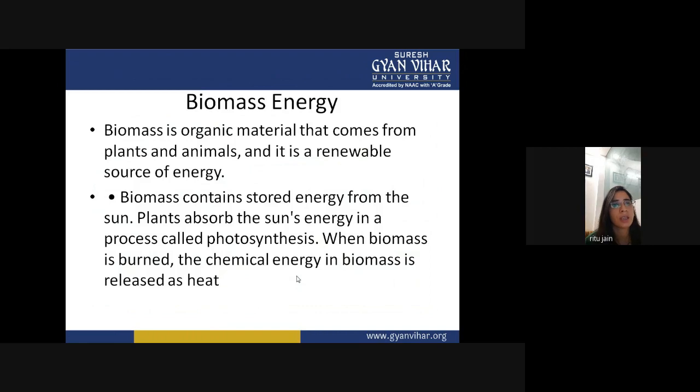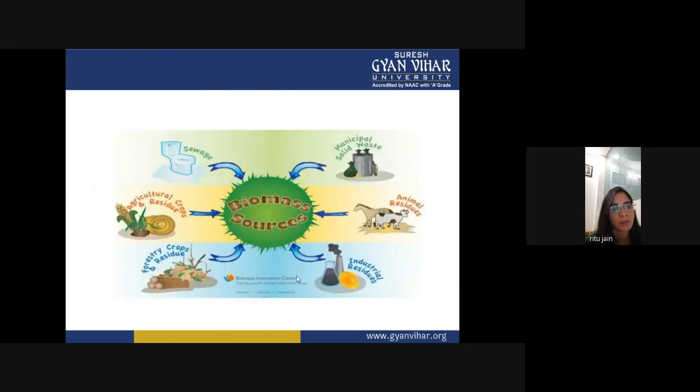Next is your biomass energy. Biomass is organic material that comes from plants and animals, and it is a renewable source of energy. Biomass contains stored energy from the sun. Plants absorb the sun's energy in a process called photosynthesis. When biomass is burned, the chemical energy in biomass is released as heat.